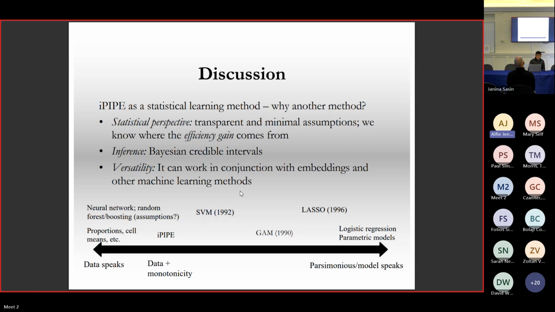So I think that's really the motivation for using IPipe as opposed to other non-parametric machine learning methods like random forest, which give you something, but we really don't know what it entails. And it's also advantageous compared to more parametric approaches like logistic regression, which can cause bias if the model is incorrect. And IPipe also has the advantage of being able to provide inference, providing Bayesian posterior intervals. And it is quite versatile in the sense that it can work with other machine learning methods. Again, this is ongoing work.